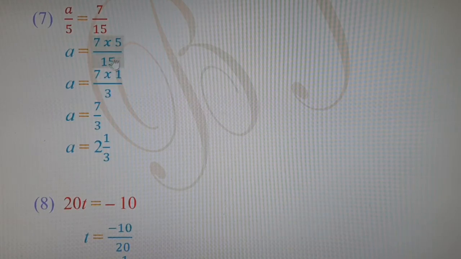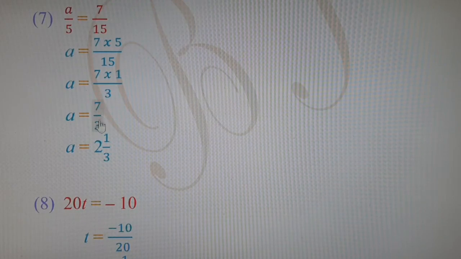1 upon 3 we'll write in the next step, and 7 we copy as it is. A on the left hand side we copy as it is. In the next step we'll get A is equal to 7 upon 3, because 7 multiplied by 1 is 7. The answer will be 7 in the numerator, and denominator 3 we copy as it is. 7 is a prime number, 3 is a prime number. We cannot cancel or reduce it further.